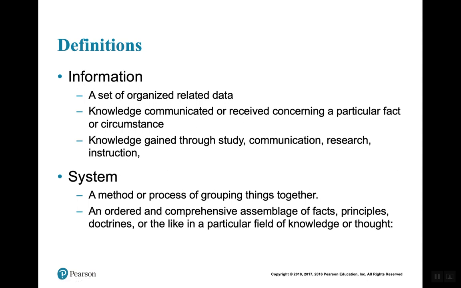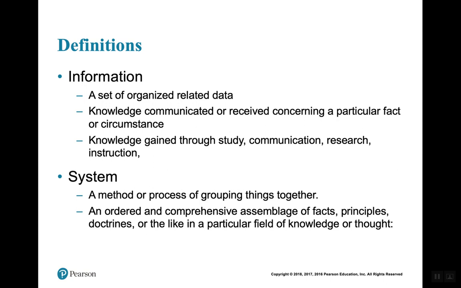This idea of the difference between data and information. Information is a set of organized, related data. Remember, data is unstructured, organized collections of measurements or signals in some digital form, to which we apply organization, rules, and context, which gives us information. And then knowledge: information moves up further to knowledge, communicated or received concerning a particular fact or circumstance. So we gain insight. The path we follow is, at the lowest level we have data. We convert data to information, and then through study, communication, and research of information, we can gain knowledge.